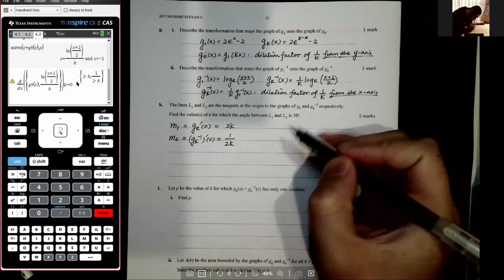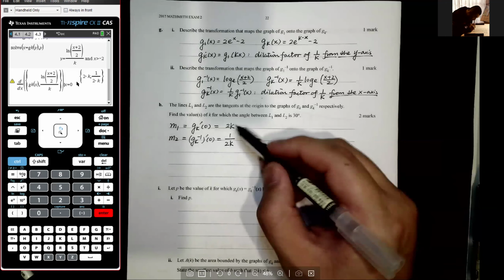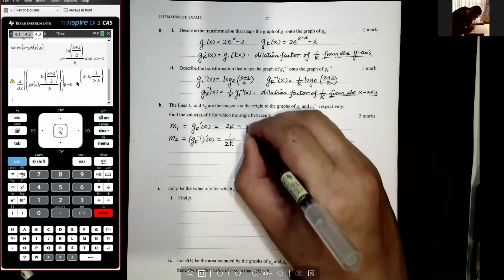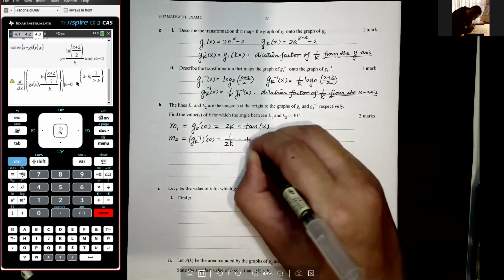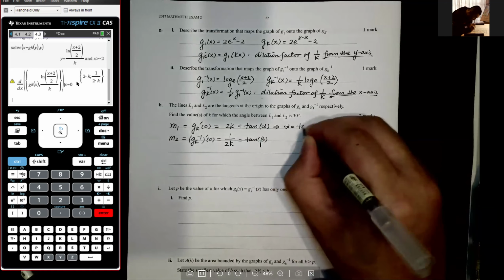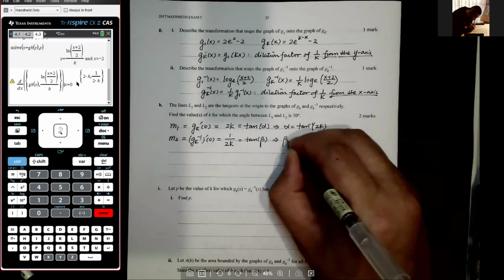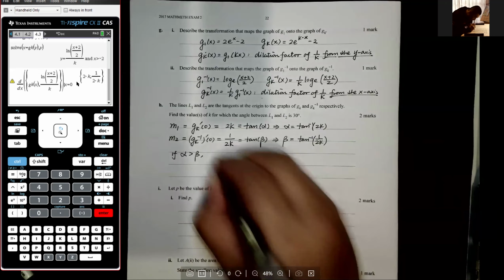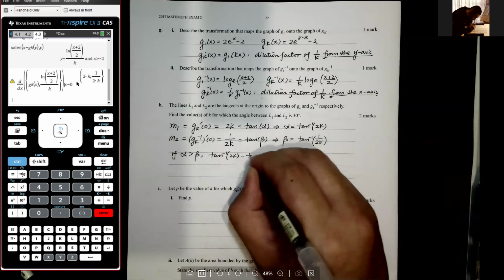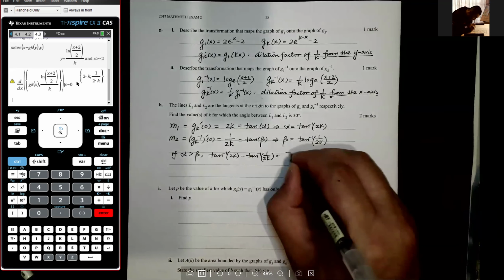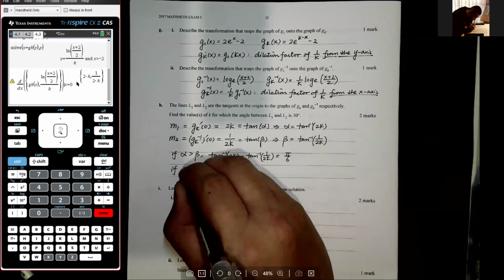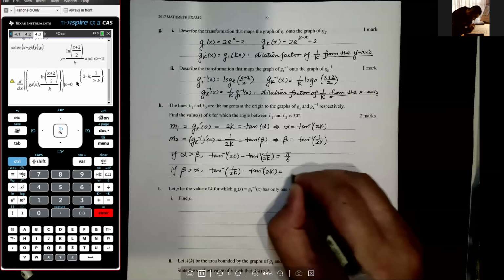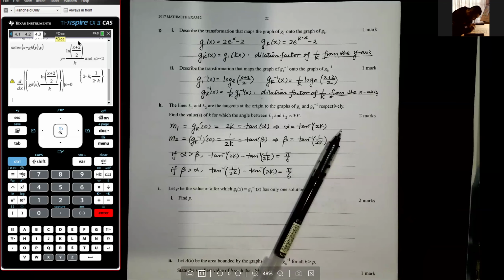But which one is larger? You might get, for example, this one could be larger, this one could be a smaller gradient. Well, we could say that one equals tangent alpha, that equals tangent beta, okay? So actually I get alpha equals tangent inverse of 2k, that would give me beta equals tangent inverse of 1 over 2k. If alpha is greater than beta, then we have tangent inverse of 2k subtracting tangent inverse of 1 over 2k equals pi on 6, 30 degrees, okay? If beta is greater than alpha, we have tangent inverse of 1 over 2k subtracting tangent inverse of 2k equals 30 degrees. I'm going to solve them respectively.